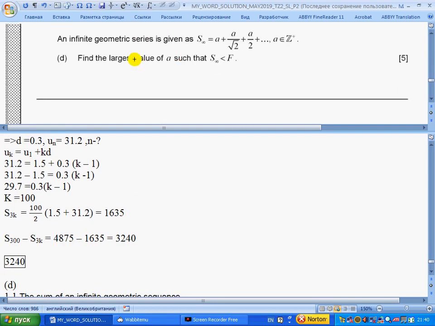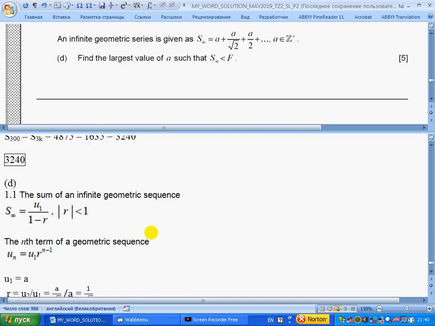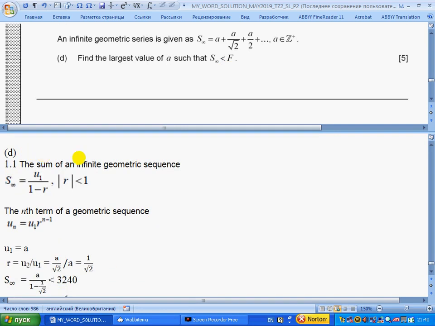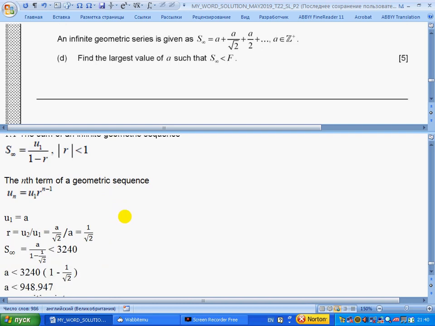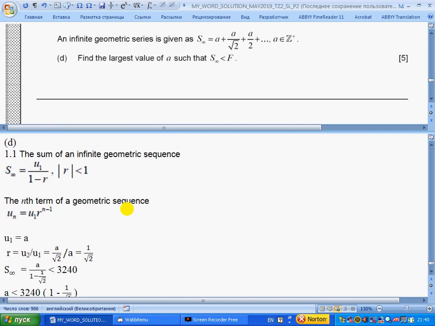An infinite geometric sequence is given, where a is a positive integer. Find the largest value of a such that the sum is less than f. So first of all, section 1.1, the sum of an infinite geometric sequence is given by this formula. The nth term is given by this formula. The first element is a, and the common multiple is 1 over square root of 2, and we find the sum.